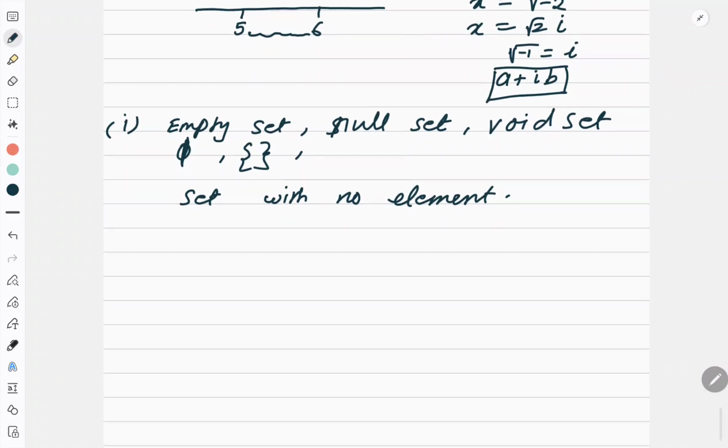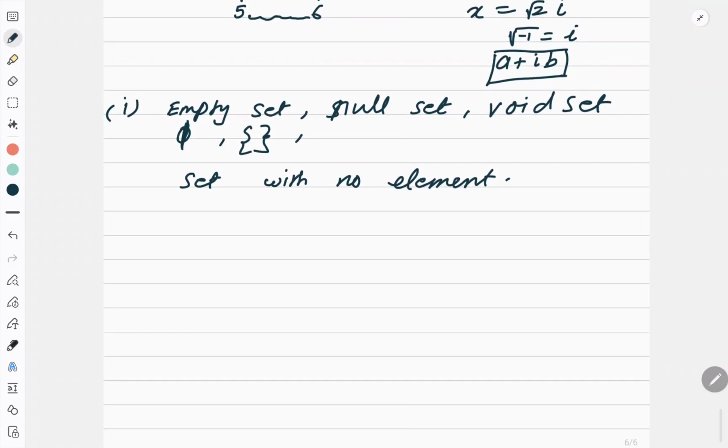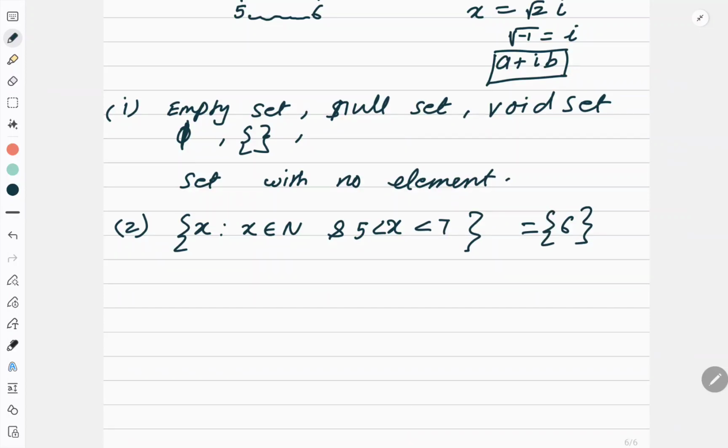Now let's come to the second type of set. Again I will give you examples. Now if I say x such that x belongs to N, and x is between 5 and 7, what will be the answer? Obviously, if I count the natural numbers after 5, who will come? 6. And 6 is between 5 and 7. So my answer is only one element, 6.